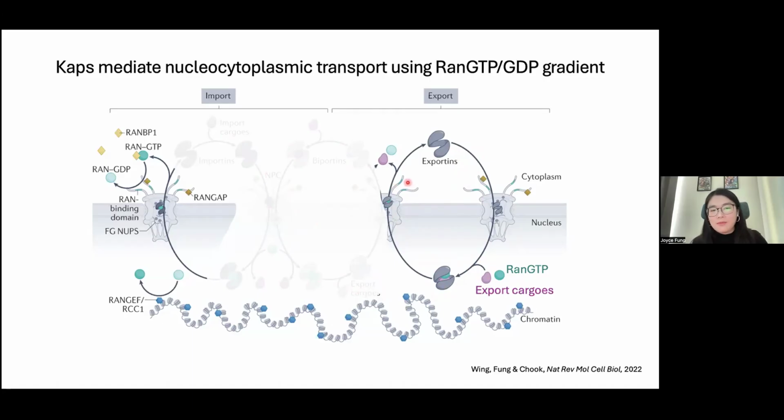where the action of RAN-GAP and RAN-BP1 causes the hydrolysis of the RAN-GTP to GDP. And now the trimeric complex will fall apart. The cargo stays in the cytoplasm. The exportin comes back in for another round of export.